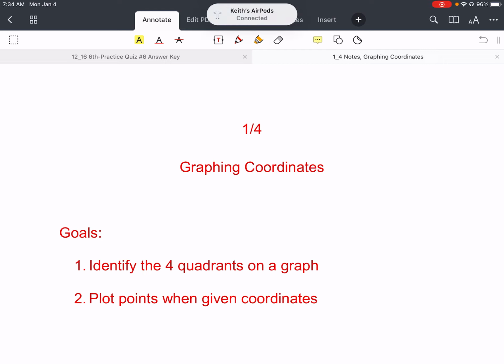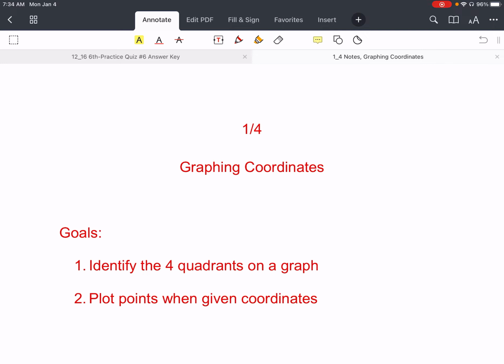Welcome back. Today's lesson is on graphing coordinates. This is a pretty simple lesson, but it's going to be really important for us. So we're going to take a lot of time today to practice. So we have two main goals.